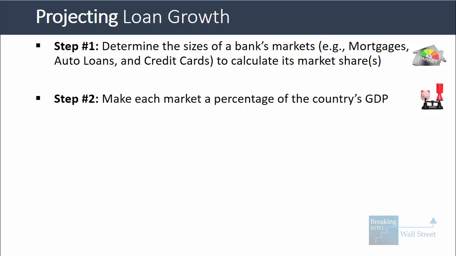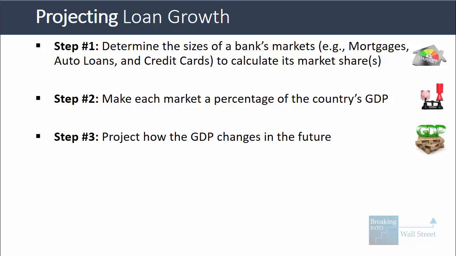In step 2, you can make each of those markets a percentage of the country's GDP. So you look at it on a historical basis and you see, roughly speaking, as the GDP has grown, how have these markets changed? So if auto loans represented 10% of the GDP in past years, how has that changed over time? Is it up to 11% now? Is it down to 9%? Those are the types of questions you want to look at.